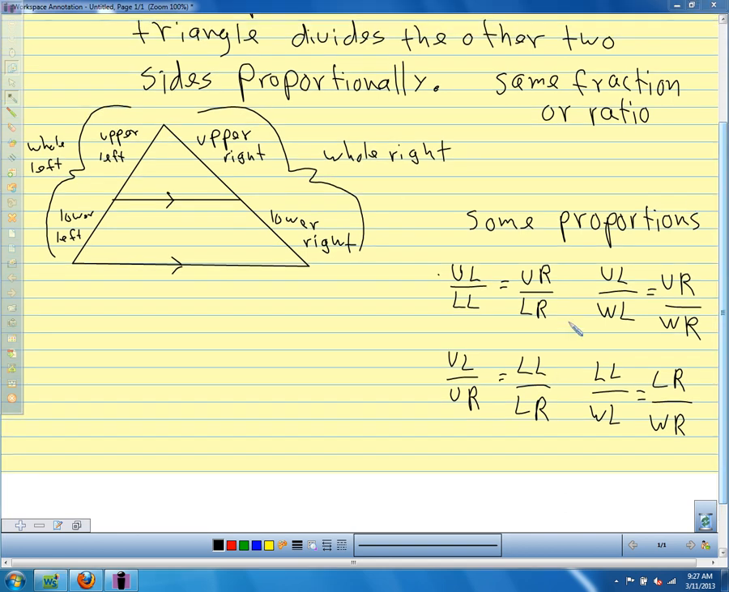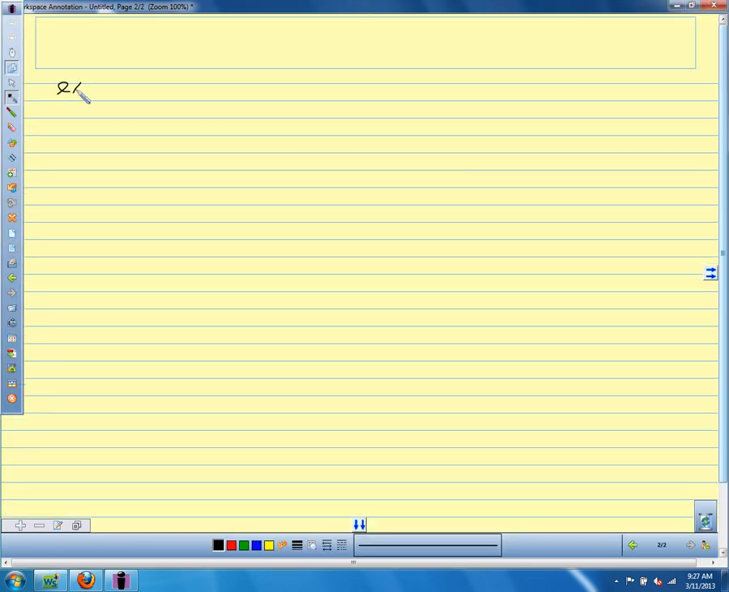As long as we're matching up the corresponding parts, we can make fractions out of them, and the side-splitting theorem says that those fractions are going to be the same. So questions about what side-splitting theorem is telling us? All right, so let's look at some examples using the side-splitting theorem. Start with an easy one.